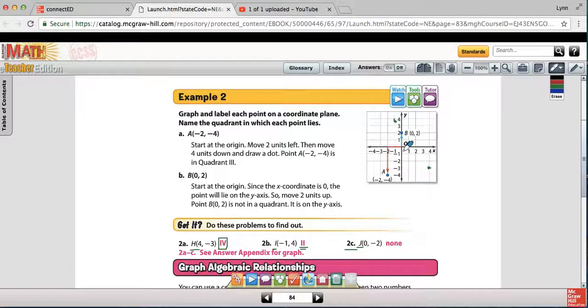For 2c, we're going to start at 0, 0 at the origin and go over 0, so we stay on the y-axis and go down 2. Notice that (0, -2) is not in one of the quadrants, it's actually on the y-axis. So we say none, and the point would be right here at -2.